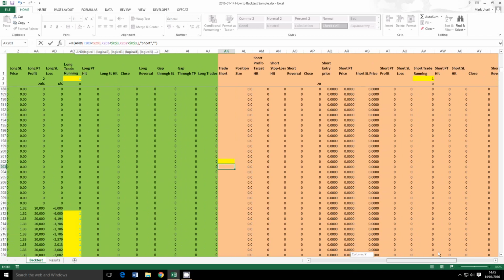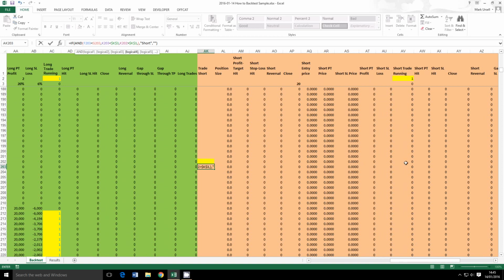Now we have to have the same criteria saying we'll only get one long or one short at a time because we're using the EMA as a filter, but I don't want two short trades to open. So I'm going to look at my short trade running column, and I want this to be equal to 0, signifying that there's no trade running. Again, double click to the cells below.